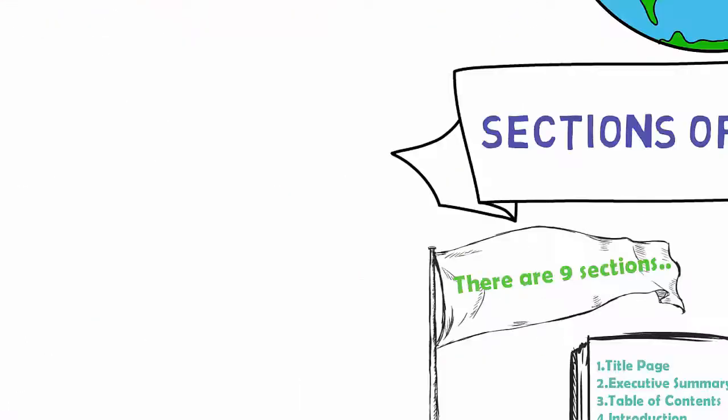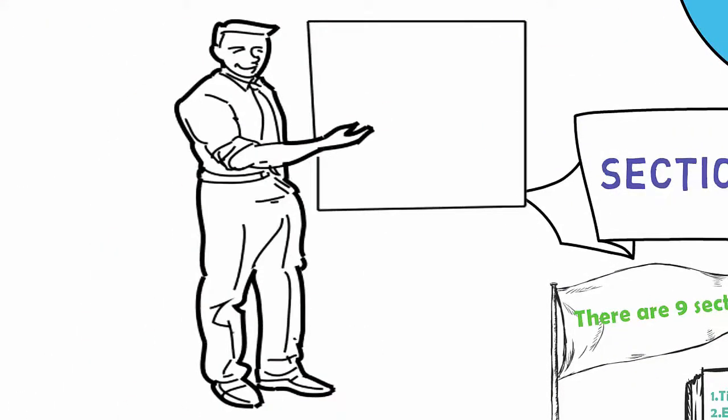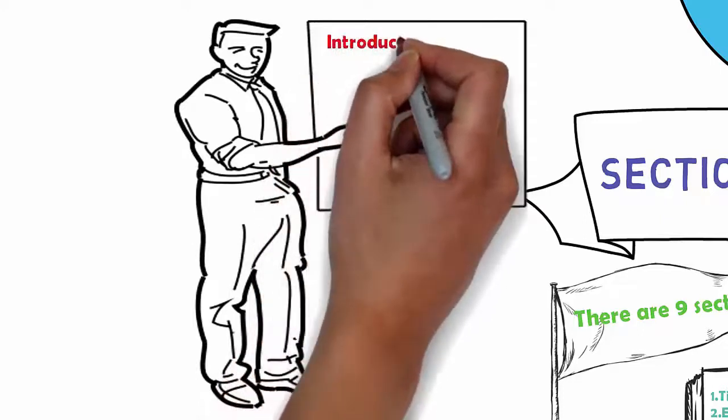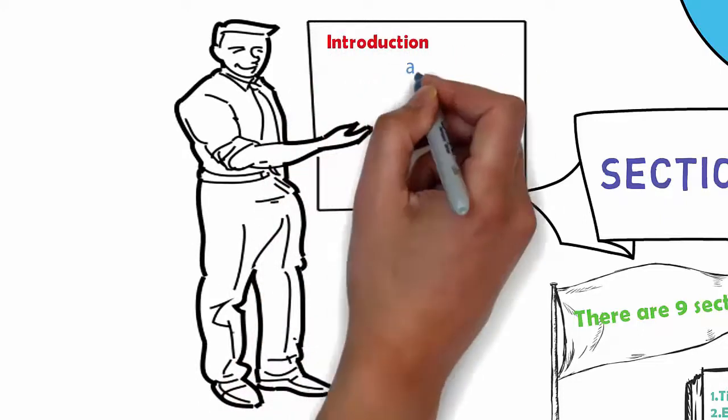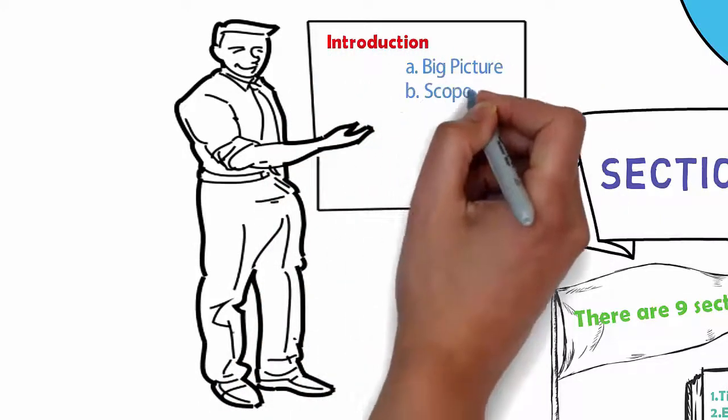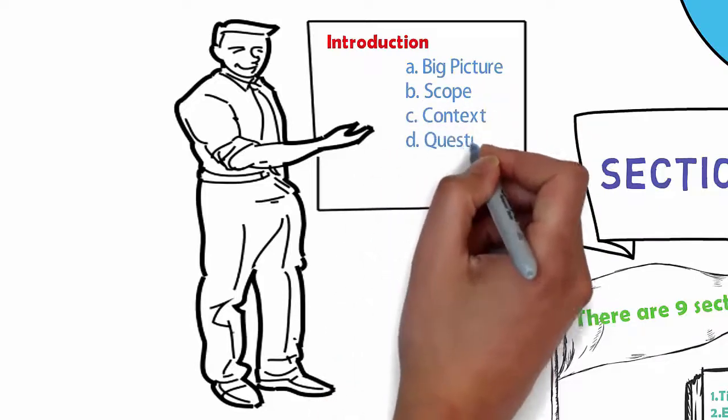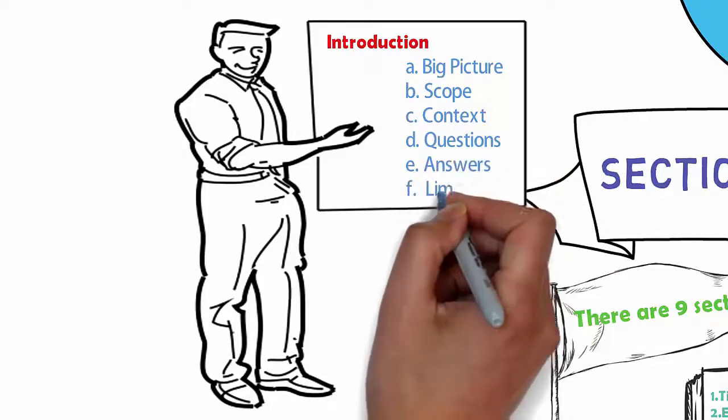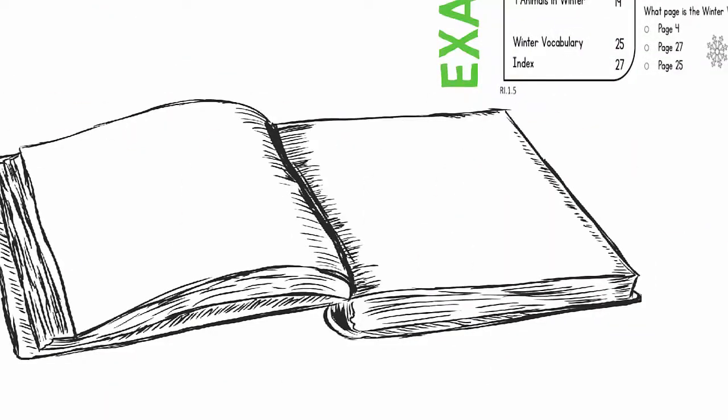The first major section is the introduction. It provides a broader picture of the whole report, its scope, its background, probing questions and limitations of your report. 2 methods can be used for organizing your body.